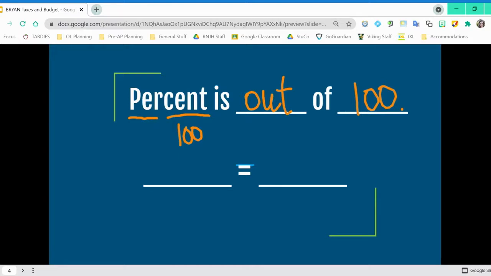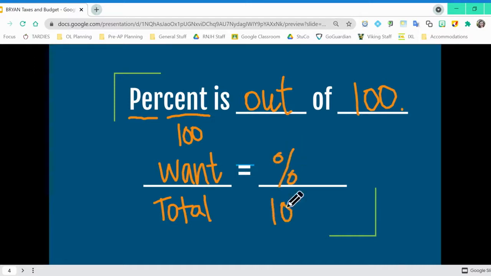Whenever you're setting up a percent, you are going to set this template up on your paper. This is going to give you an outline of how you set the problems up. So what you want to find the percentage of out of the total, and then you're going to put the percent over 100. Another way that you might see the want is also the part. So the part over the whole or the total. You can write all of those down: what you want the percentage of, out of the total.